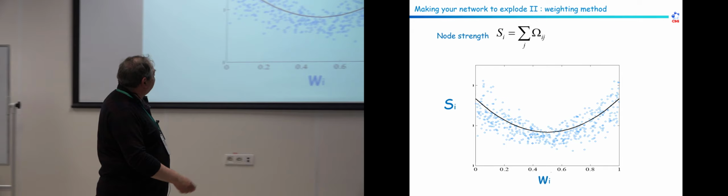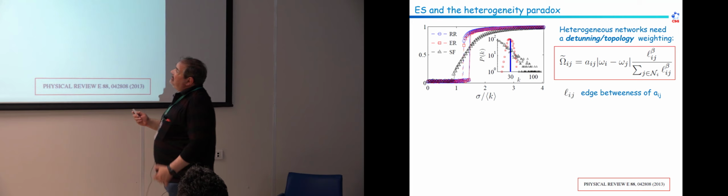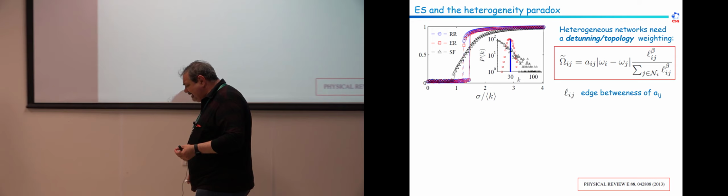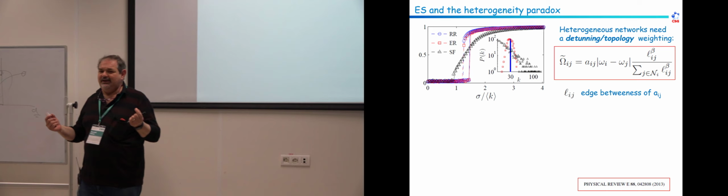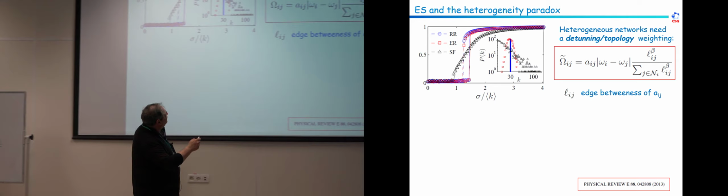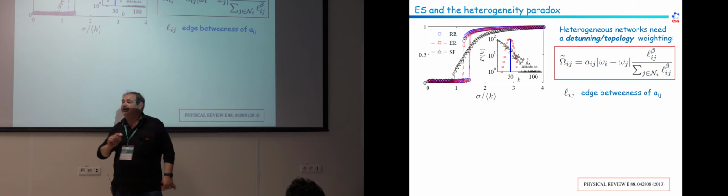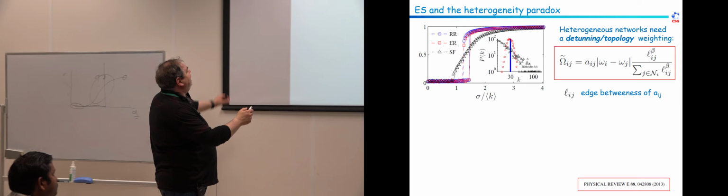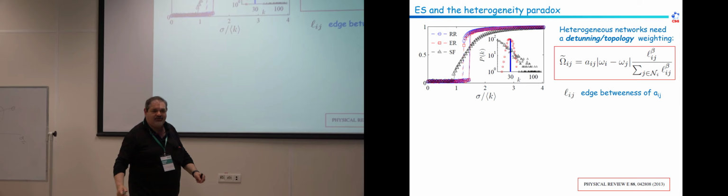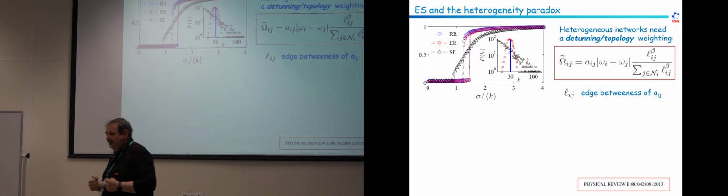Next. So you can do something even more interesting, because if you want to modulate the hysteresis, you can use a second, more refined network property, which is the betweenness, the load of each link. So you can now use a weight which is proportional to the frequency difference and moreover proportional to the load of the link to a given power beta. And this is able to change the width of the hysteresis, so to make your transition more or less irreversible. Or, if you want, more or less reversible.